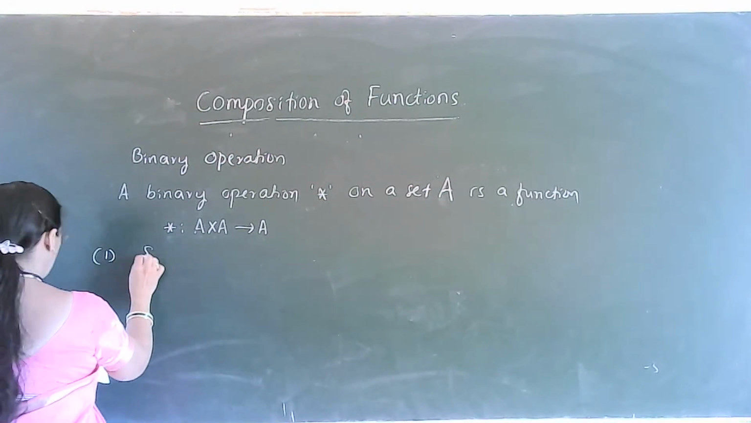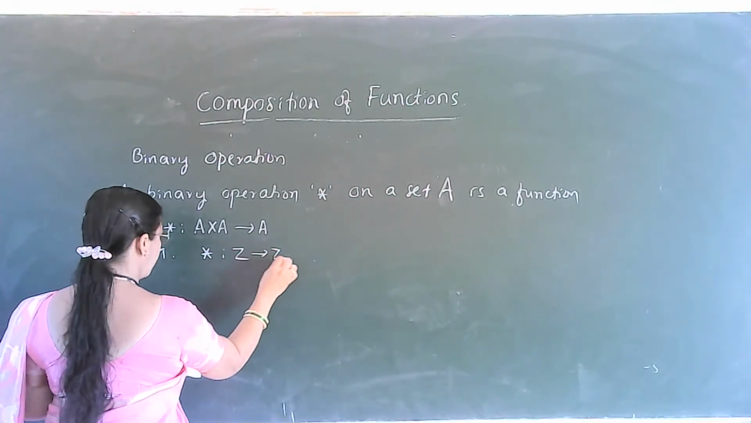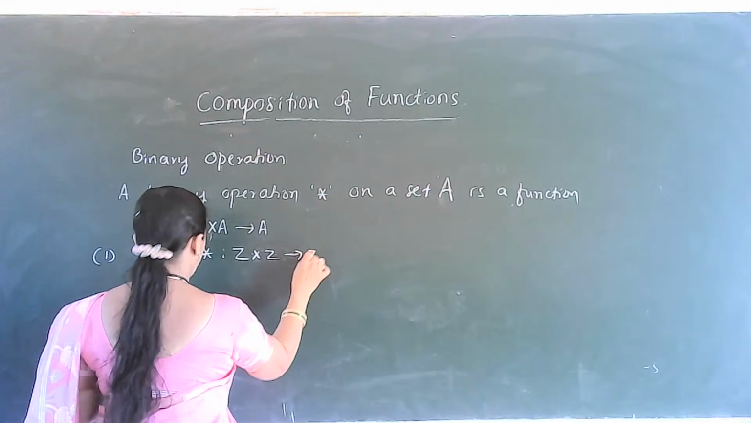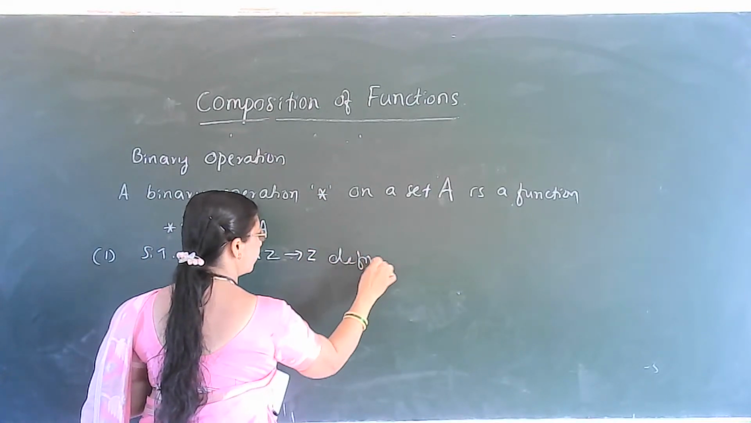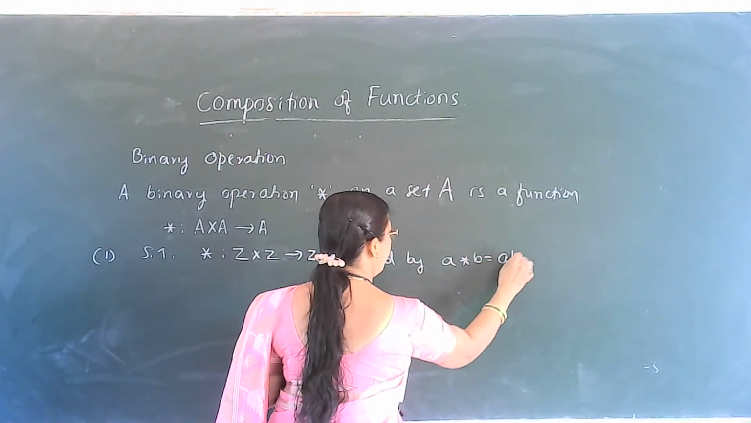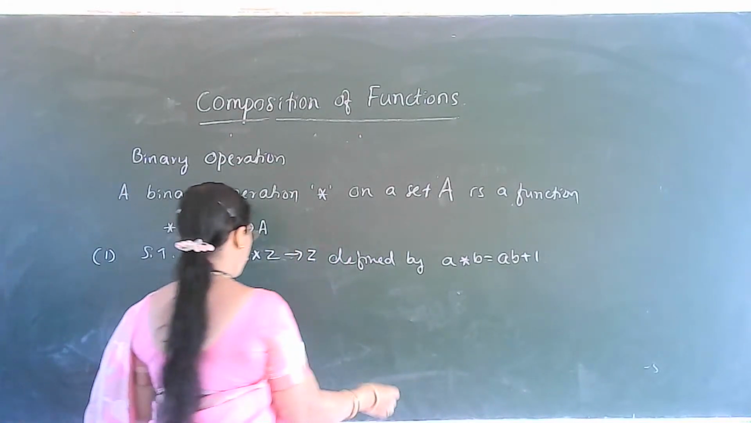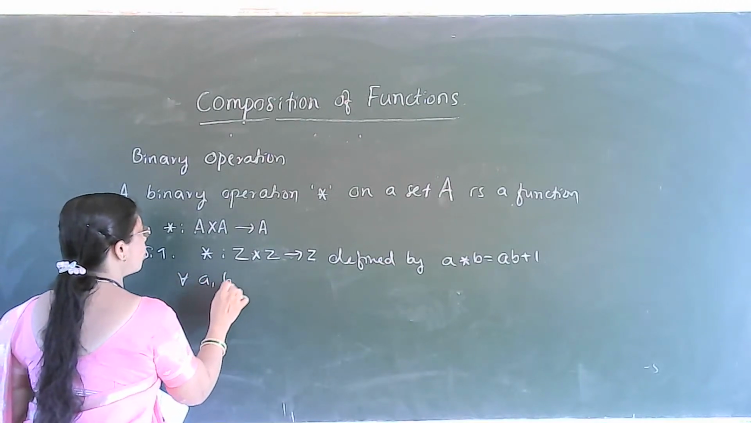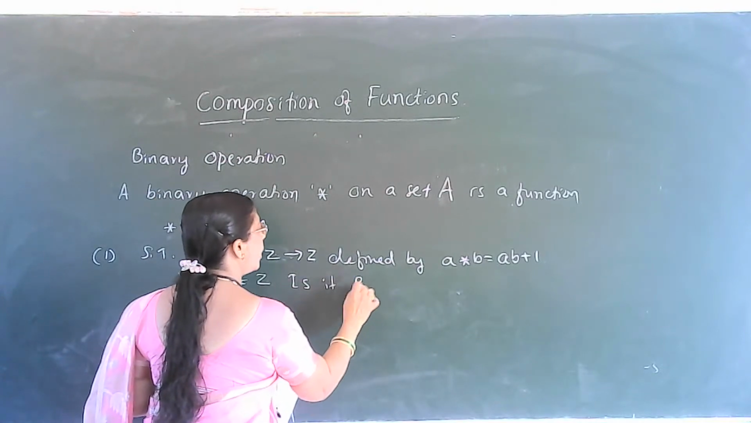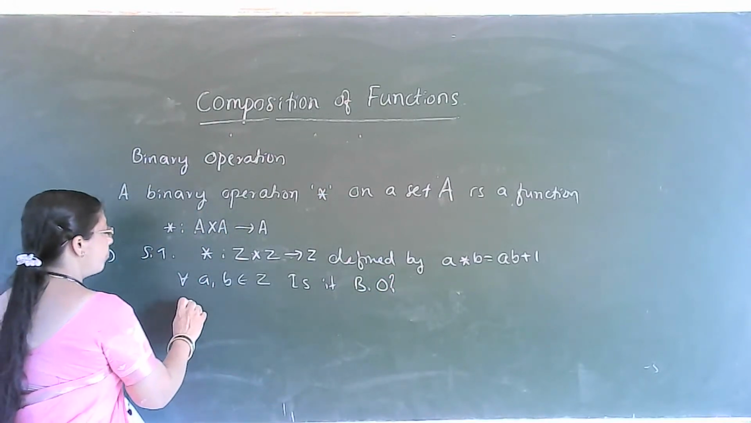Show that star from Z cross Z to Z, defined by A star B equals AB plus 1 for all A, B belonging to Z, is a binary operation. Is it a binary operation?